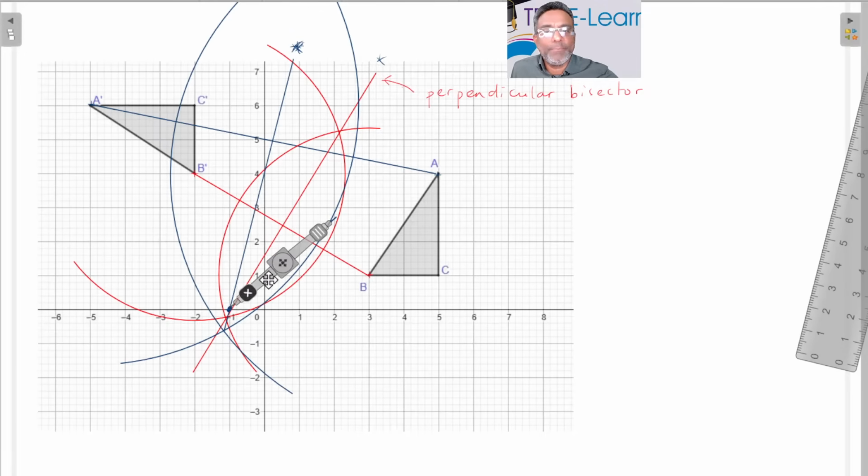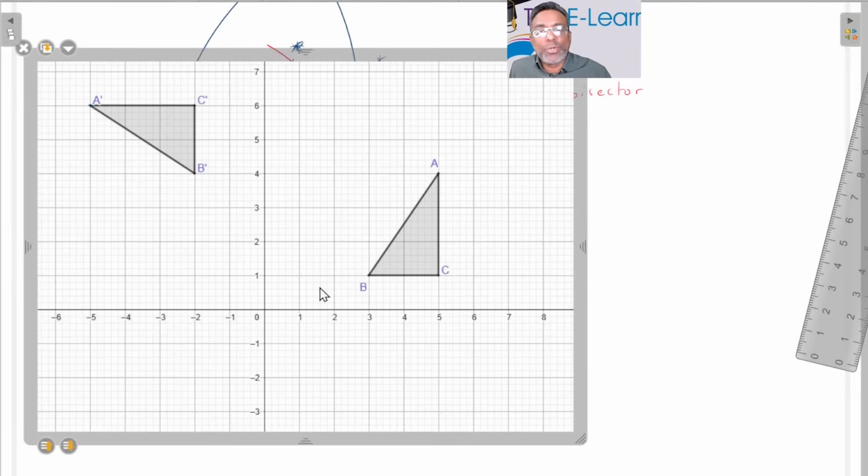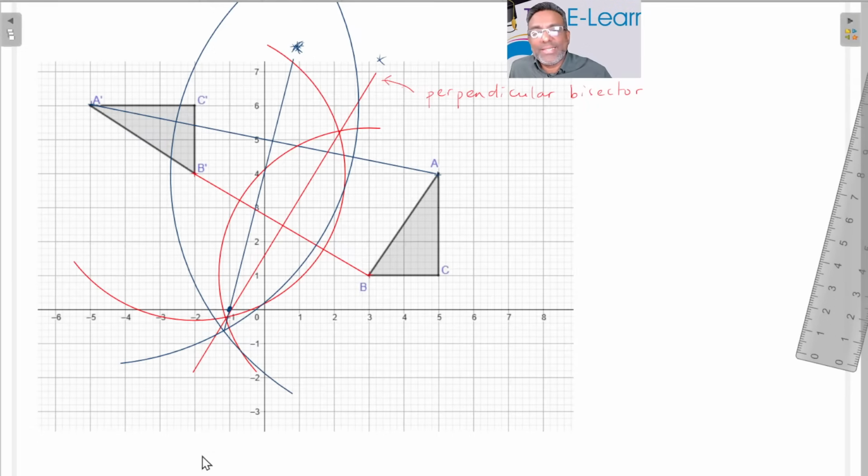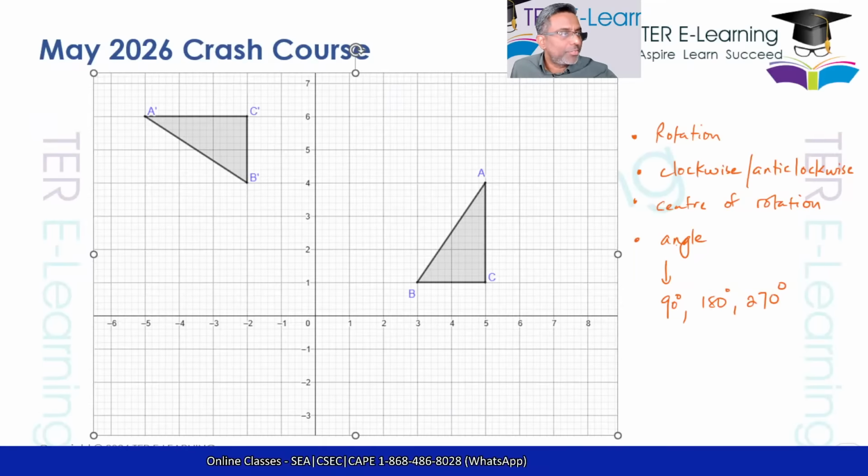Okay? So if you had to describe this transformation as fully as you can, I've just worked out what the center of rotation is. So that center of rotation is given by -1 and 0. That's the center of rotation. So let me go back here now.